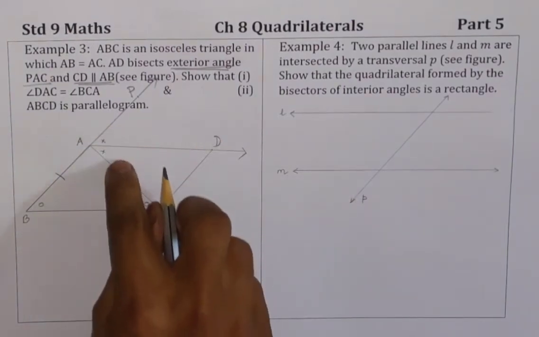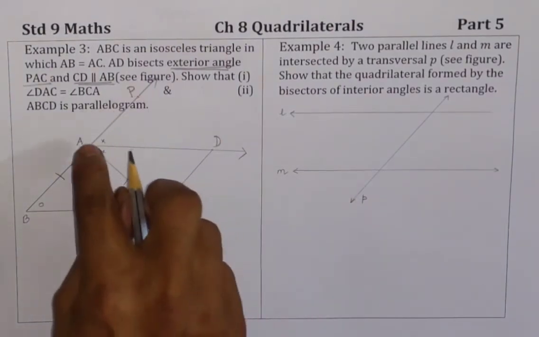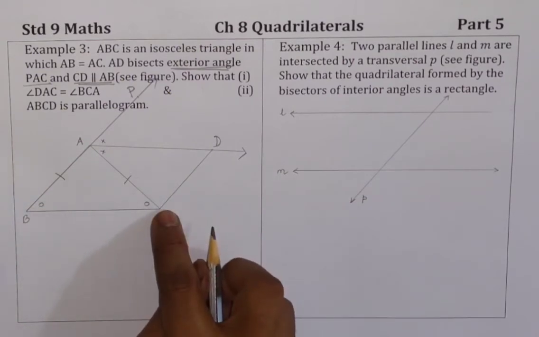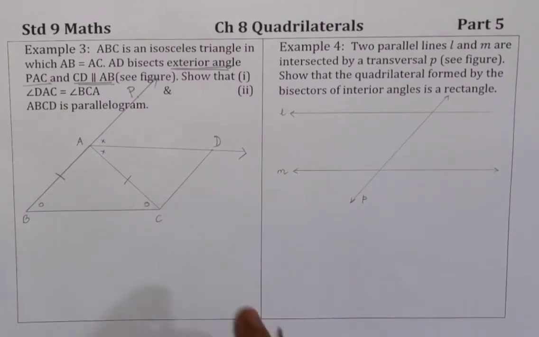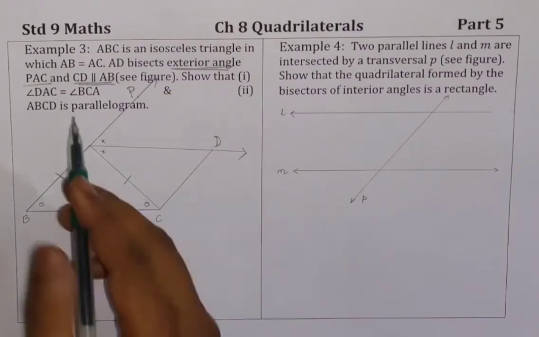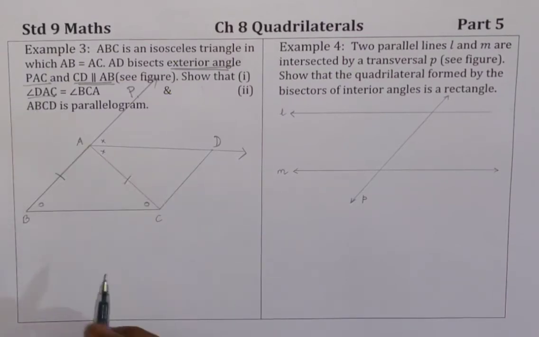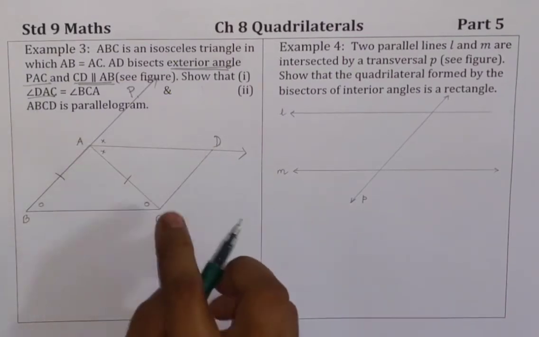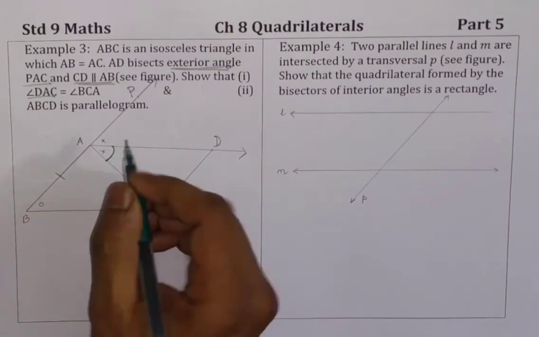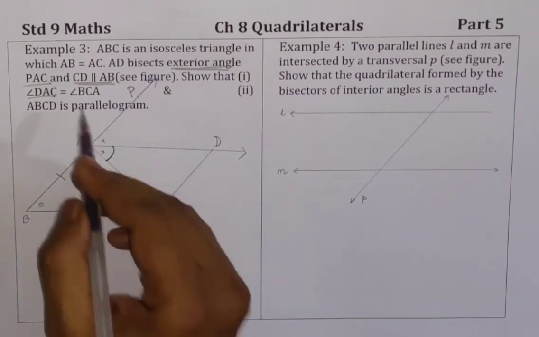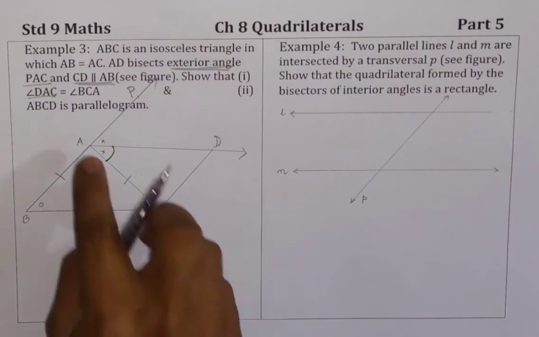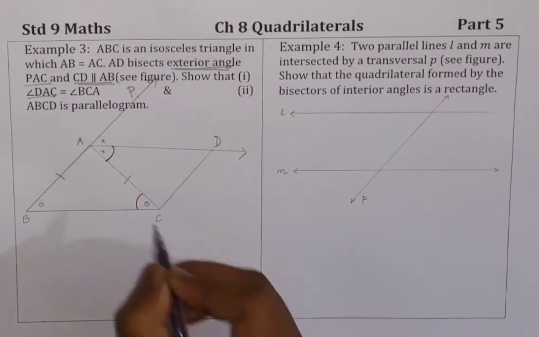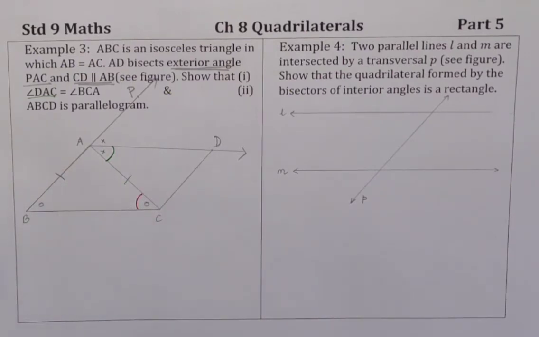Ray AD is the bisector of angle PAC, which is the exterior angle of triangle ABC, correct? And CD is parallel to AB. So that's all. Now what we have to prove? Show that angle DAC, where is DAC? This angle, alright, is equal to angle BCA. This angle. These two angles are equal. That we have to prove.